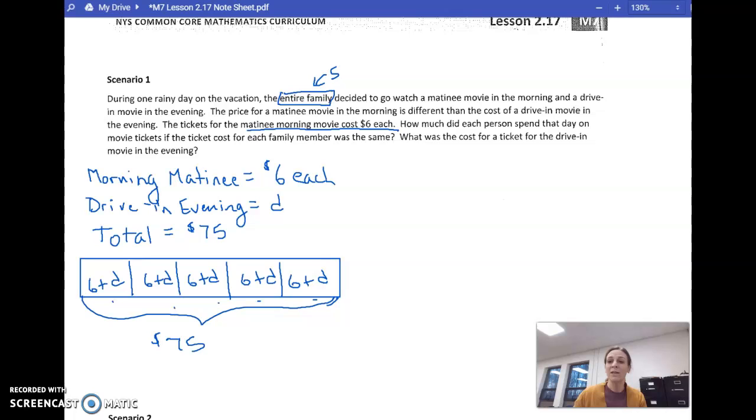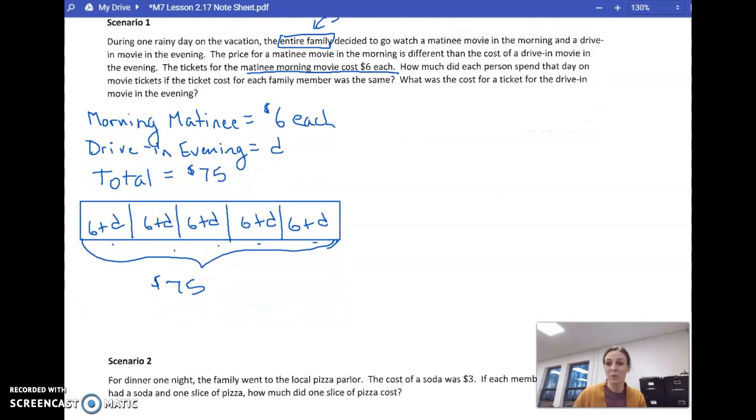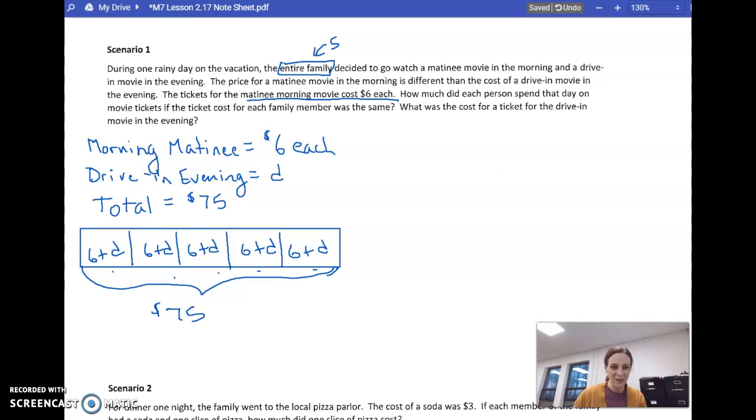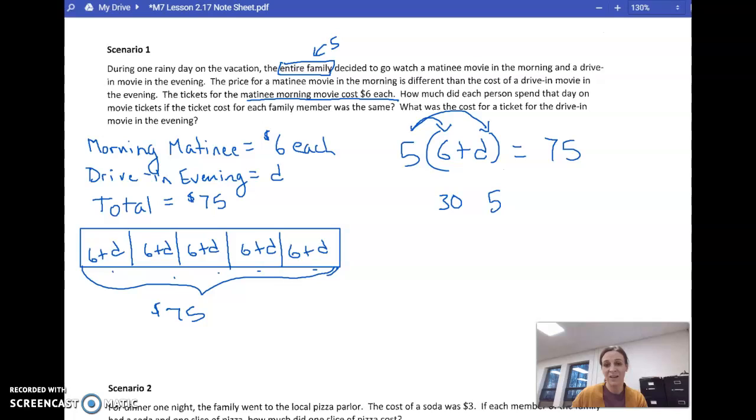Okay, so if I want to turn this into an algebraic equation, I just take one of these boxes, 6 plus D, and I multiply it by 5 because there's 5 people going, and that equals 75. Now what I want you to realize is we're going to solve this the exact same way we solved the last one. We're going to use our distributive property. 5 times 6 is 30, plus 5 times D is 5D, equals 75. I'm solving for my unknown, my D. I don't know what that is, so I'm going to get rid of whatever's being added to or subtracted from it.